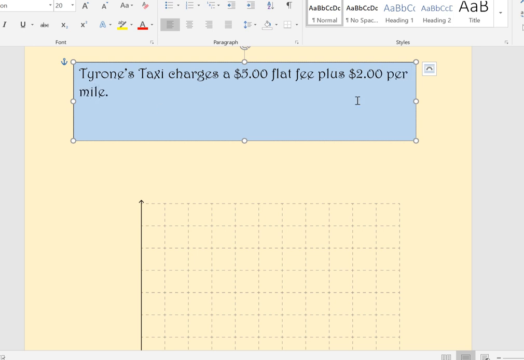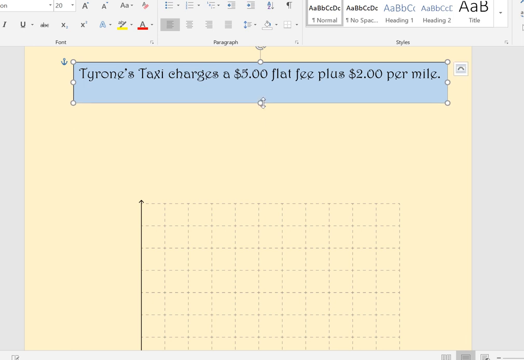that is how much it costs just to get in Tyrone's taxi cab. All right, it's $5 just to get in, and the reason he would do that is because if you're only going a half mile down the road, you'd only be paying half of $2 because if it's $2 a mile, you'd only be paying him $1, and it's not worth his time.